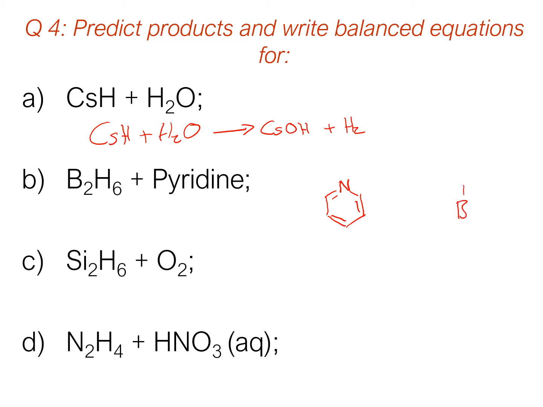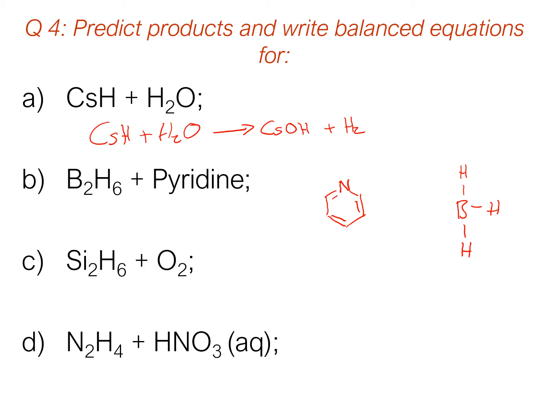So if we show them here, BH3. Now this boron only has 6 valence electrons, so it hasn't satisfied the octet rule. There's a gap here where another electron pair could go. And that's exactly what will happen.